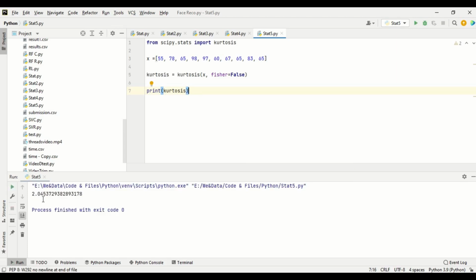Now let us execute this. Now we get 2.04. Since the value is less than 3, we get platykurtic. But since it is near to 3, we get a flat peak. This is what kurtosis is. We have seen what is kurtosis and its implementation.